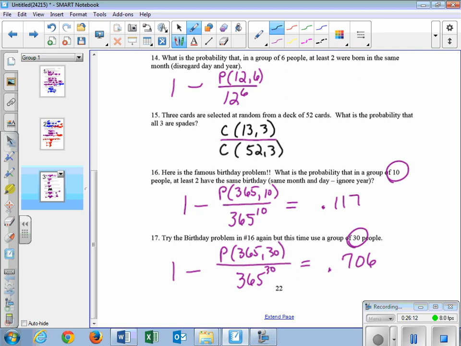Okay, there we go. That is all of the notes for section 7.3 in finite math.